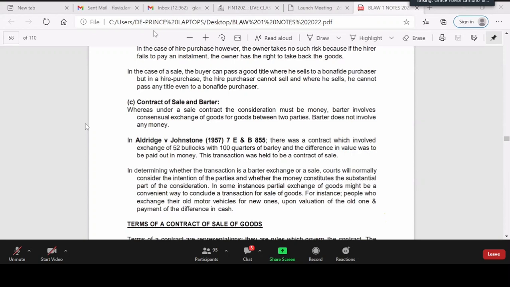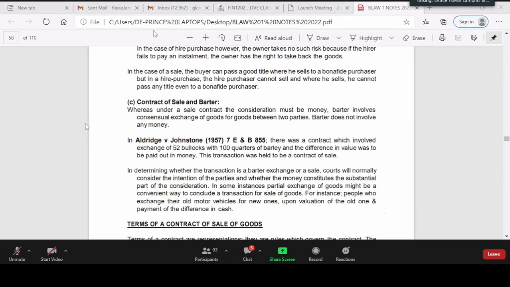Barley is something like sorghum, if you know sorghum, something like millet. So they're using millet to pay for bulls. And the difference would be paid in form of cash. So the question was whether it was a contract for sale or contract of barter. And the court held that it was a contract of sale.